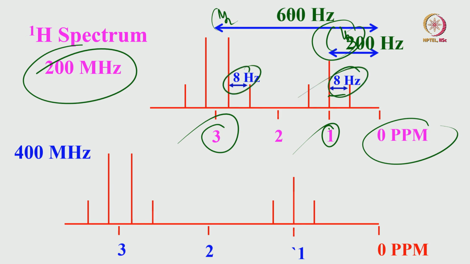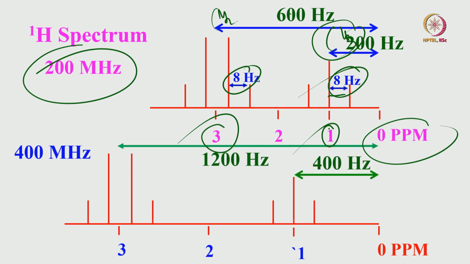Now I am going to double the magnetic field. I go to a higher frequency spectrometer, 400 megahertz. 1 ppm remains the same, 1 ppm, 400 hertz, and 3 ppm remains the same in the ppm scale, but in frequency it is 1200 hertz. Okay, there is a lot of dispersion. I told you the chemical shift changes linearly with the magnetic field, so we have dispersion. What about this J coupling?